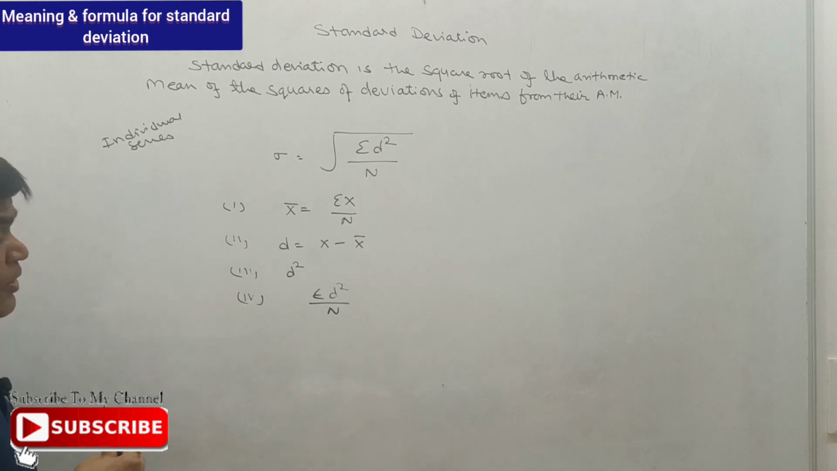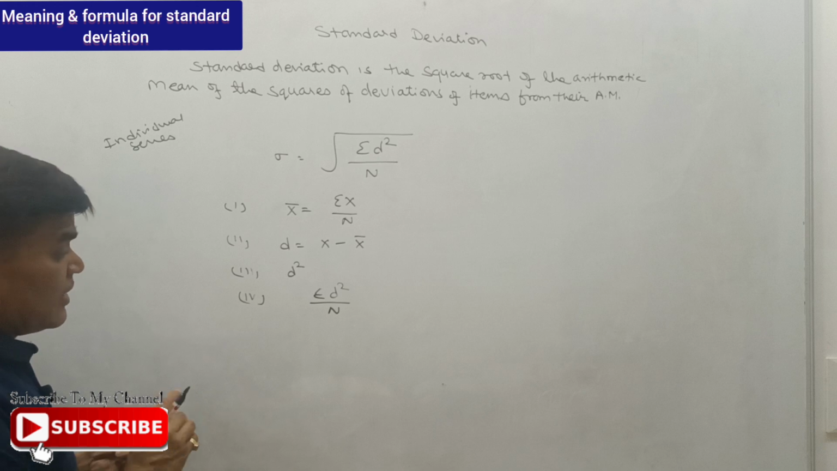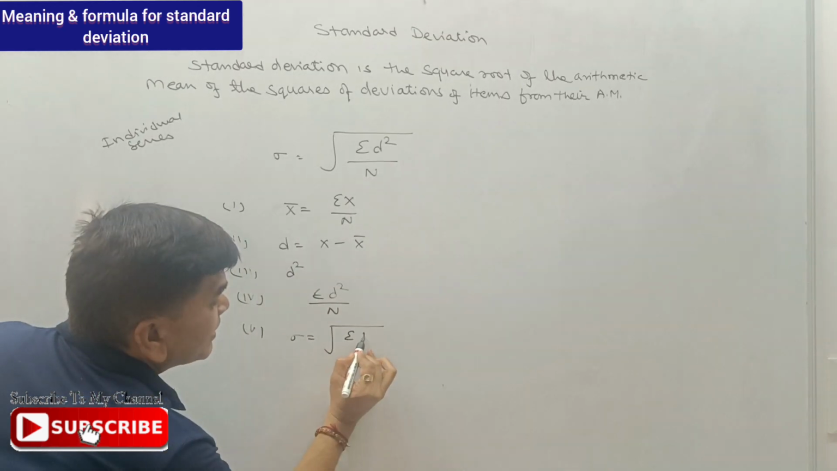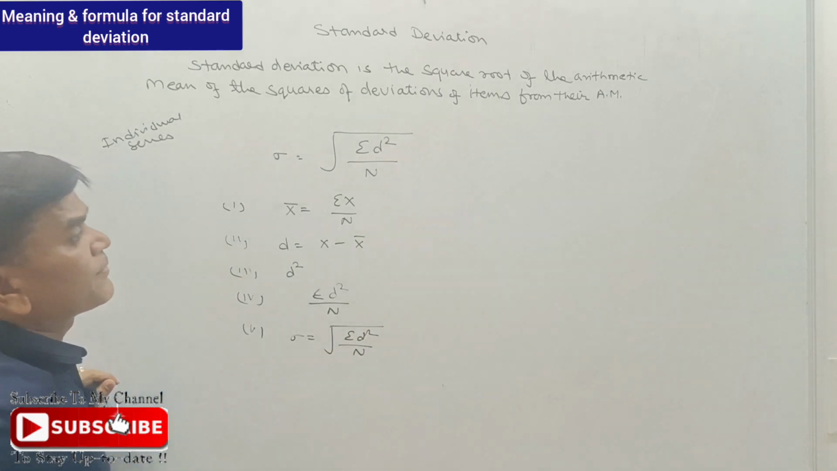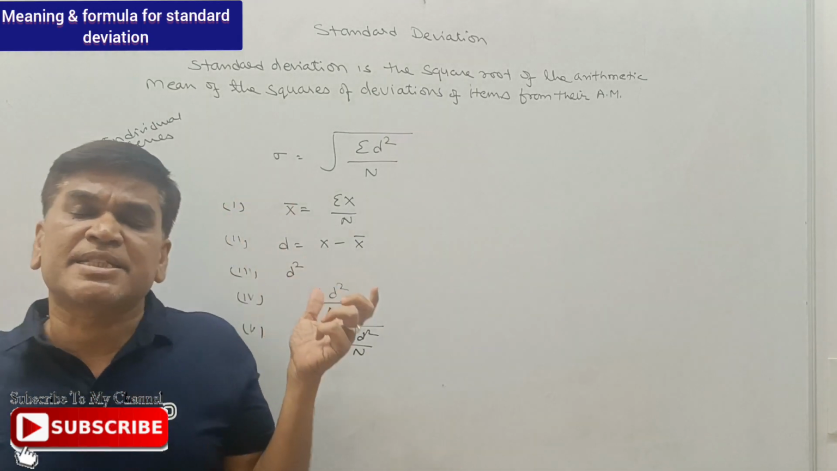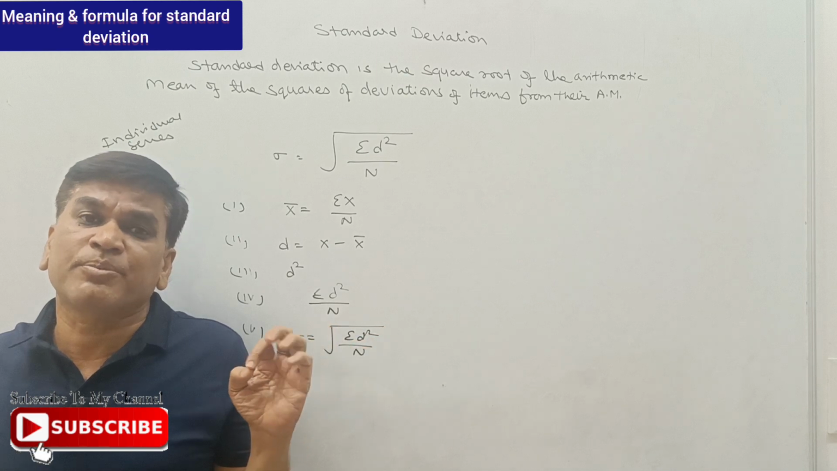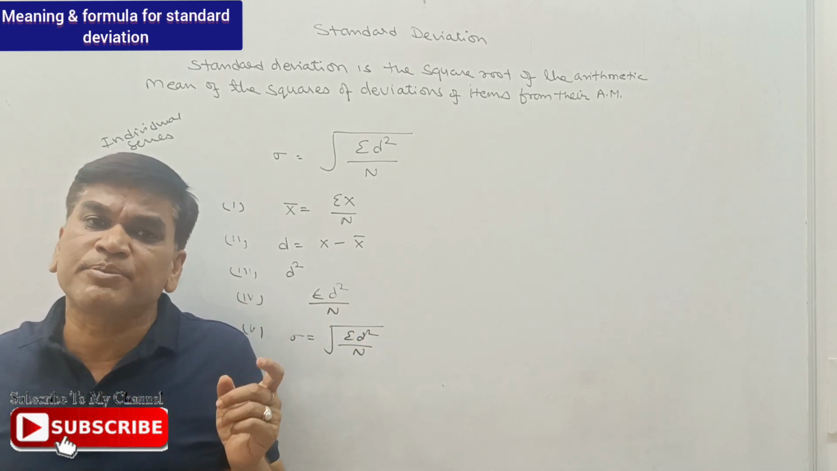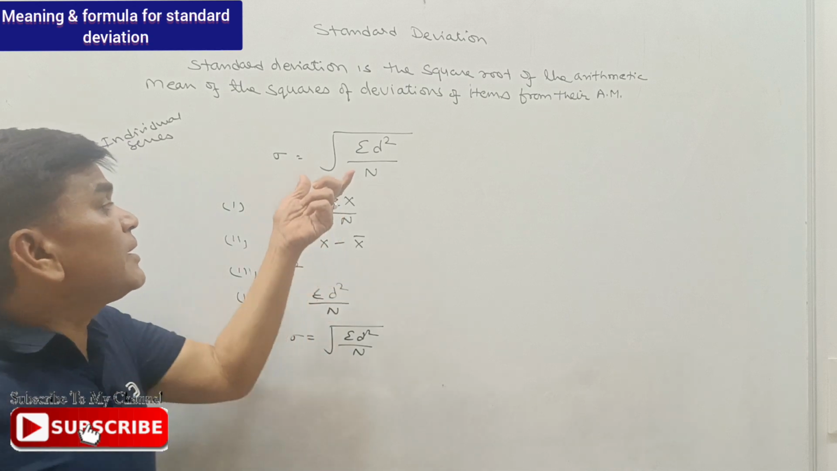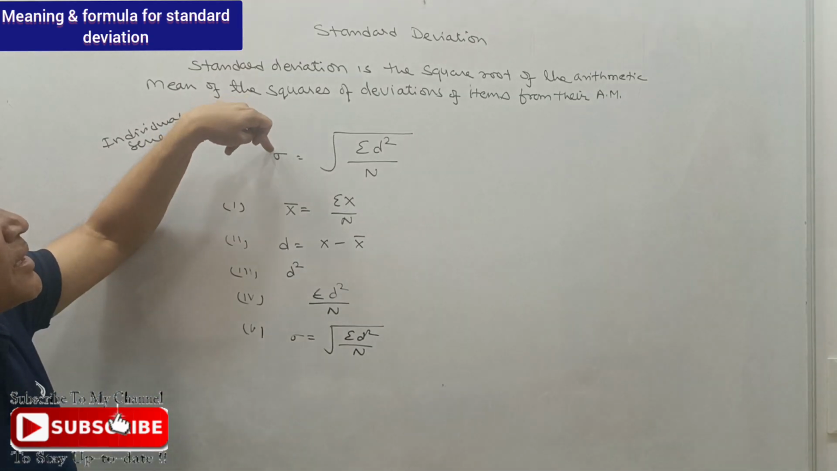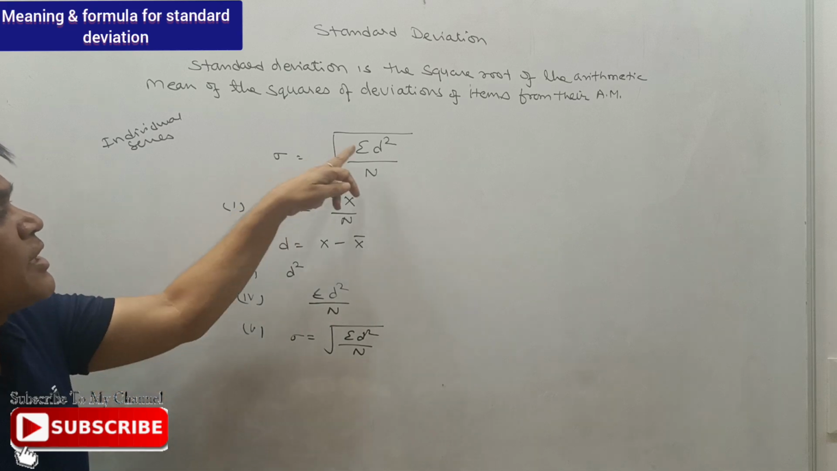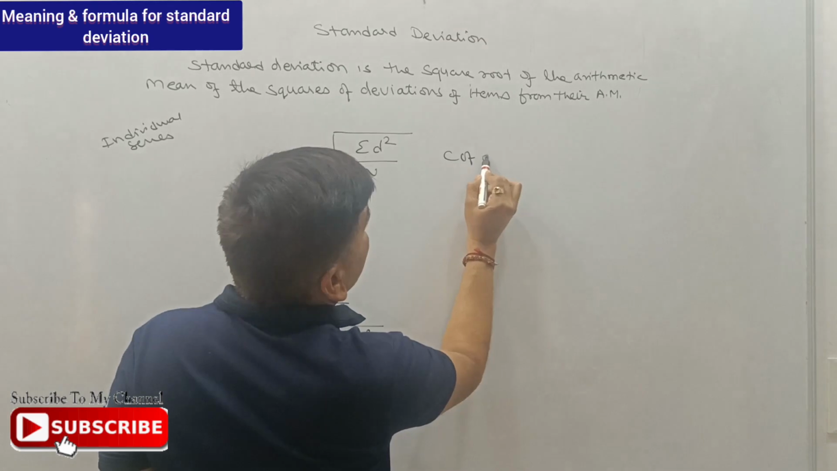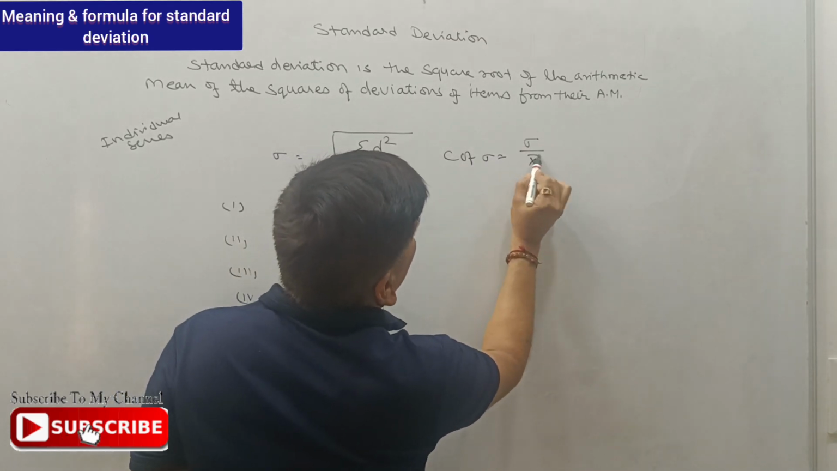And last, for getting the standard deviation, we will use this formula: square root of sigma d square divided by n. So these are the steps to calculate the standard deviation by the direct method. It means if we take the deviation from the real arithmetic mean, then we have to use this formula: standard deviation is the square root of sigma d square divided by n.